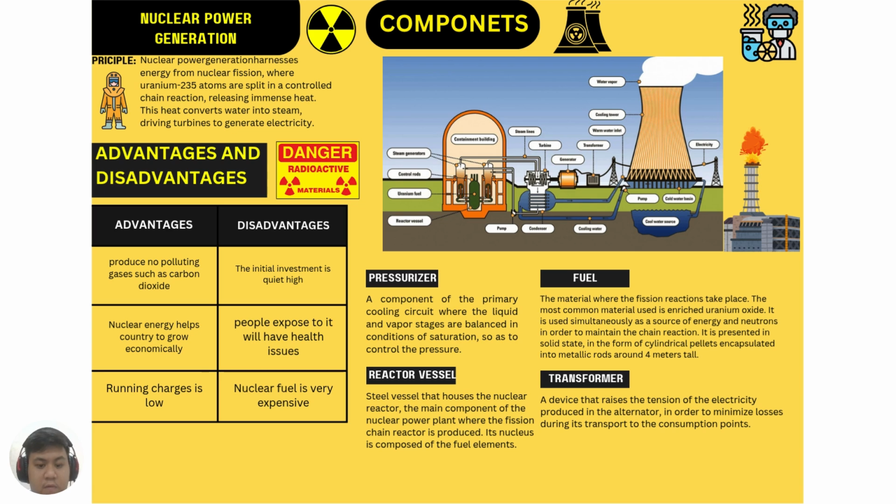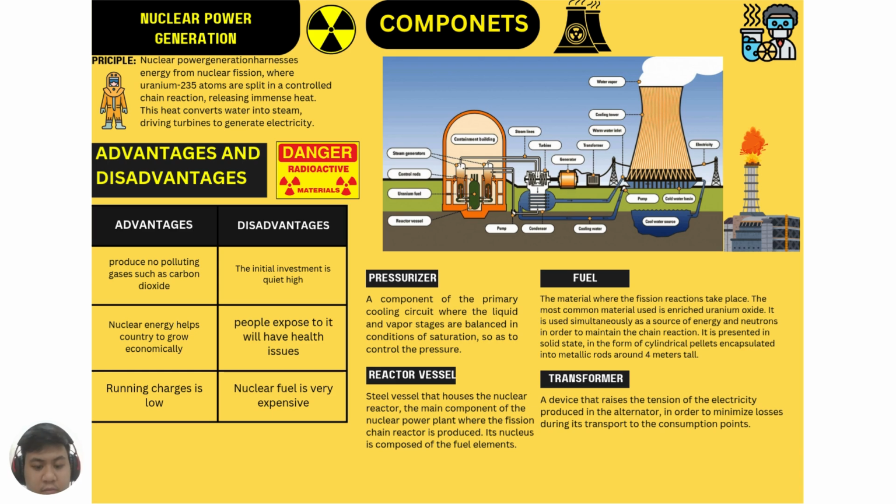After that, we have the fuel. The fuel is basically the material where the fission reaction takes place. The most common material used is enriched uranium oxide, which is used simultaneously as a source of energy and neutrons in order to maintain the chain reaction. It is present in solid state in the form of cylindrical pellets encapsulated in metallic rods about 4 meters tall. So, as you know, the fuel is one of the key materials in the fission reaction, most commonly enriched uranium oxide.